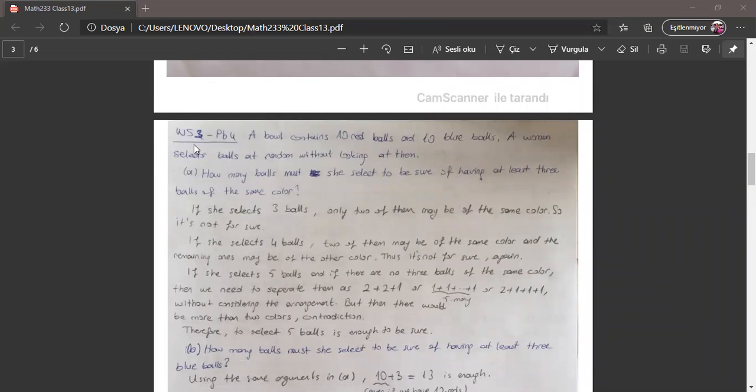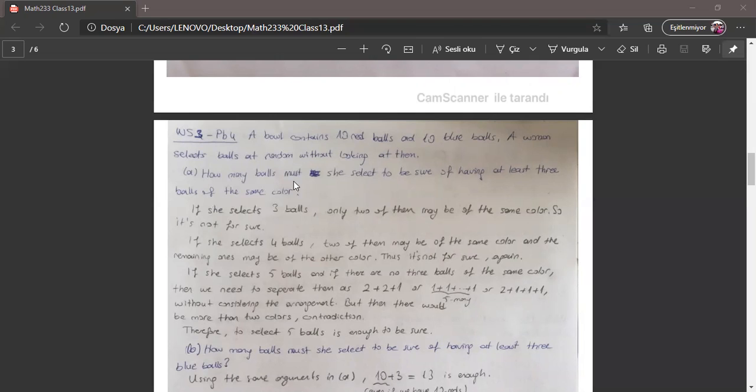So this is from the third worksheet. In a bag, we have 10 red balls and 10 blue balls. Somebody will choose these balls randomly without looking at them. So first, we will find the number of balls to select to be sure that the person has at least 3 balls of the same color.